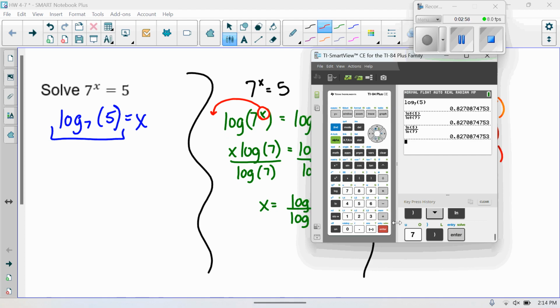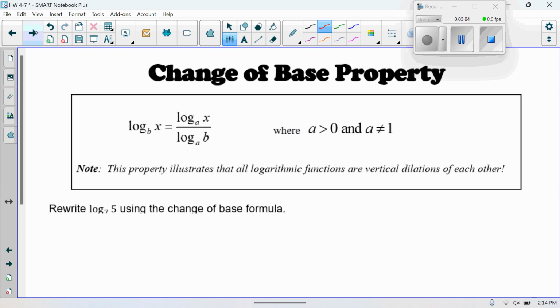This is because of the log property called the change of base formula. So the change of base property or formula is this. You're going to take your base and drop it into the denominator. You're going to take what you're taking the log of and put it in the numerator. And then as long as the log base is the same, it doesn't matter. So log base 7 of 5 would be log, I can use base a, of 5 over log base a of 7.